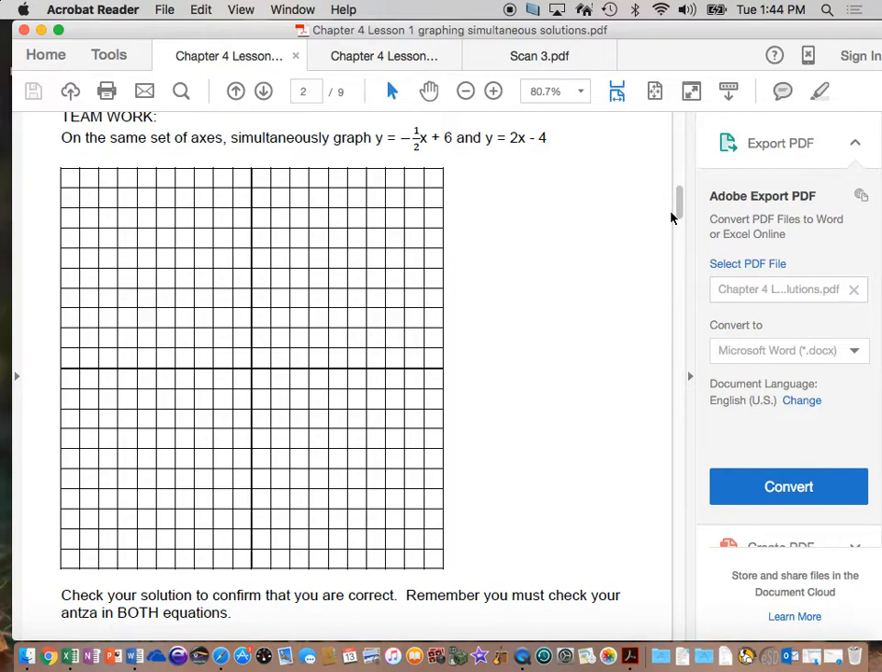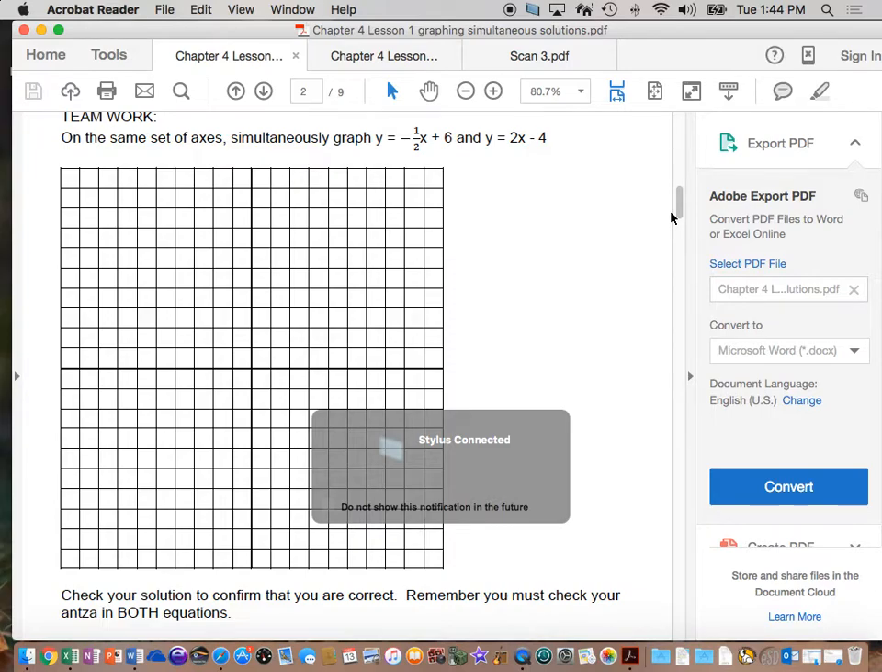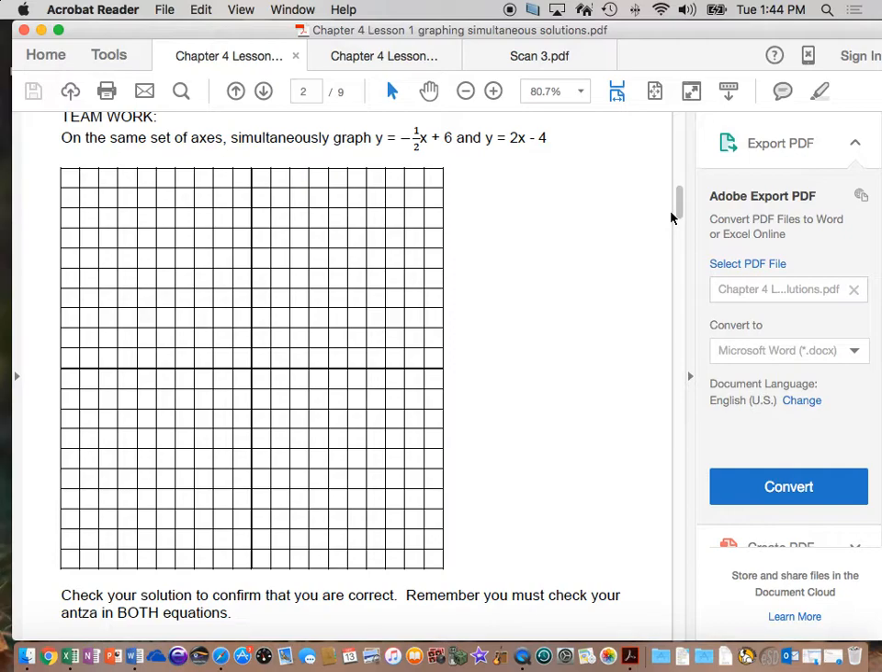Okay, so the question is brought up about slopes. Where does this negative go? Does it go to the top? Does it go to the bottom? Does it just go in front? And the truth is, it doesn't matter. Watch.